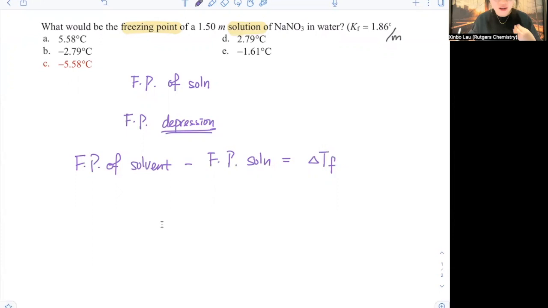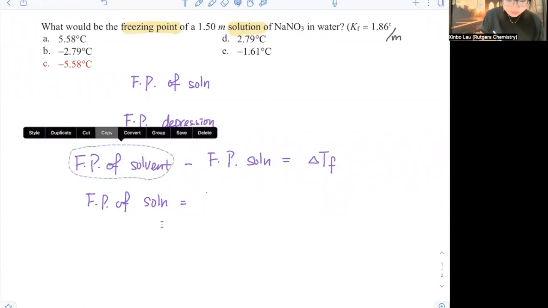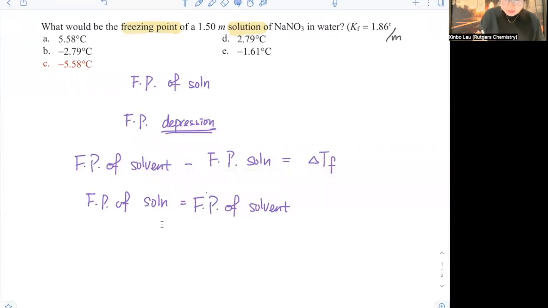Now again, we are looking for the freezing point of the solution by itself. Of course, we can reorganize this setup. The freezing point of the solution goes to the other side, so we get the freezing point of the solvent minus the change of the freezing point. They simply reorganize the relationship. So as long as we know this one and the change, we'll be able to solve the problem.